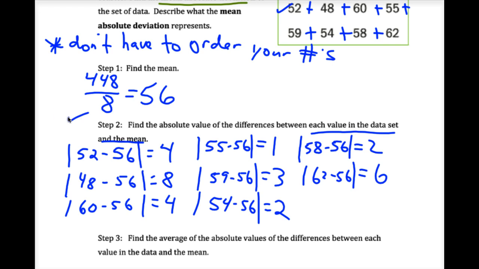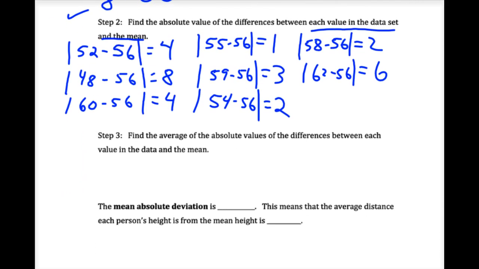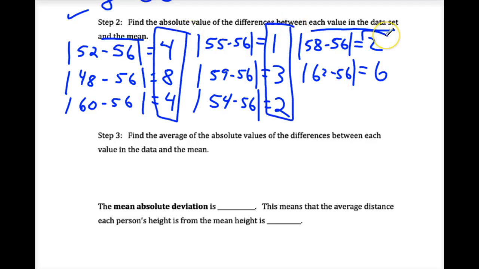You guys see why we're letting you use these notes maybe on a test or quiz? There's no way you're going to remember that stuff. But we got a step-by-step process here. Now, those are the numbers we're going to do something with next. Step 3, find the average of the absolute values of the differences between each value in the data and the mean. You're going to find the average of those 8 numbers now.